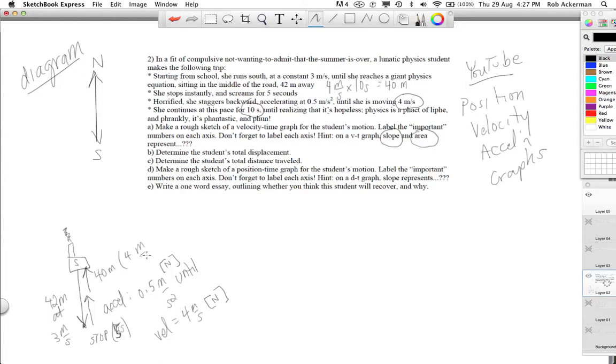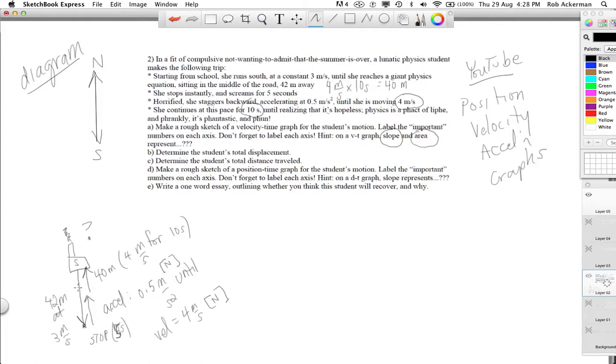That's 4 meters per second for 10 seconds. Now, look at your diagram. She originally went 42 meters south of the school, and now she's coming back. She's doing at least 40 meters at a steady rate, plus whatever distance she covered when she was accelerating. Now think to yourself, where is that going to bring her to? Will it bring her back to the school? Will it bring her beyond the school? Will it not bring her back to the school?